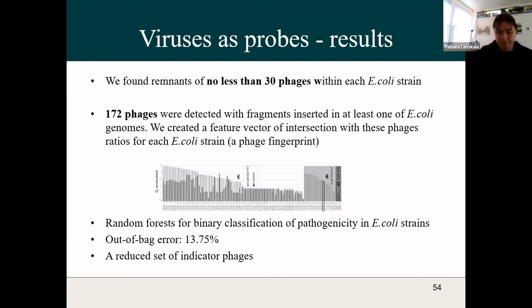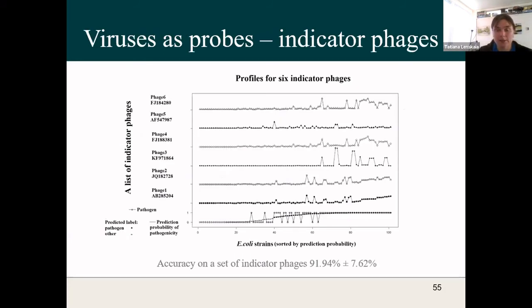Okay, so that's an example of these 6 indicator phages, and you can see that definitely they capture the signal of different types of pathogenicity in E. coli strains, even though there are some false positives. Another interesting thing is that all these phages capture different aspects, and only taken together can they achieve relatively high performance in distinguishing these bacteria.